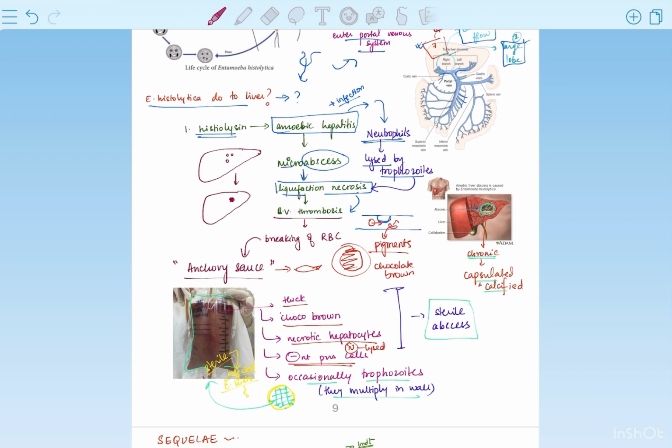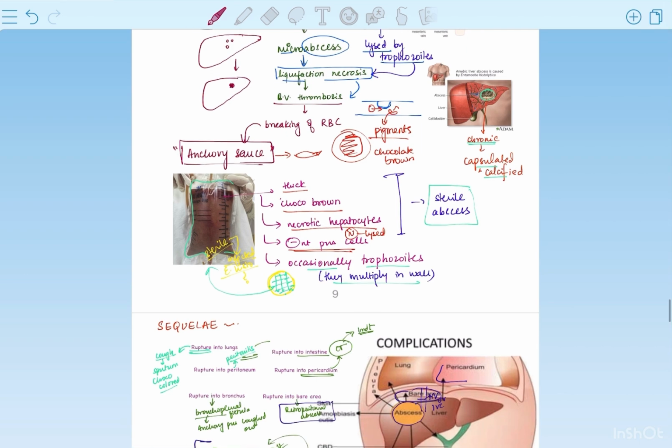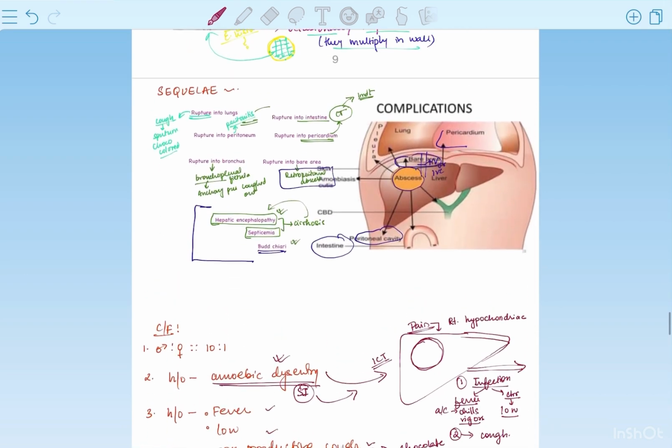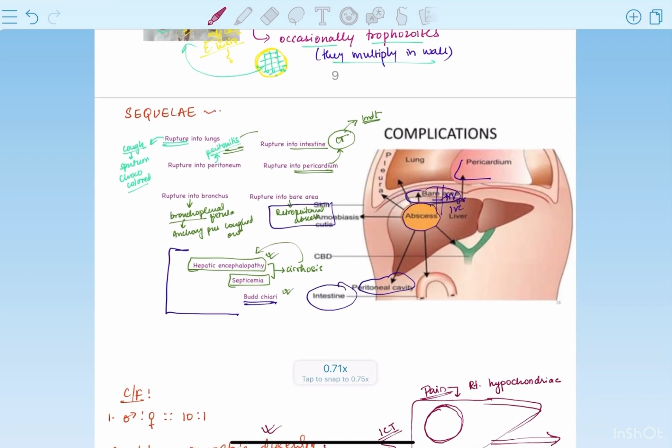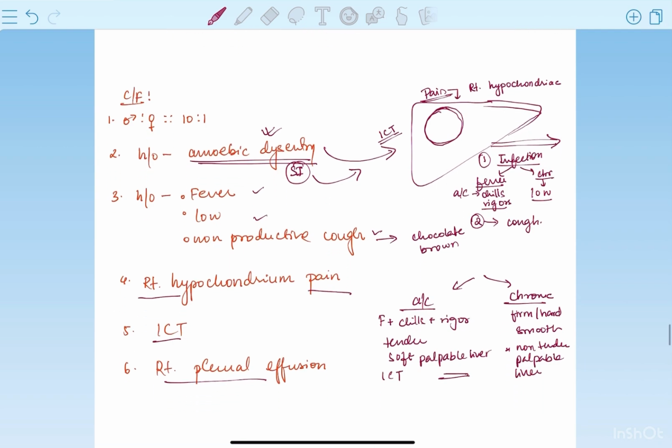It releases histolysin that causes thrombosis, RBC breakage, and formation of the anchovy sauce, which is thick chocolate brown necrotic hepatocytes. And the important thing is it's a sterile abscess. The sequelae can be rupture. It can rupture into any part. What are the clinical features? Clinical features will be a history of amoebic dysentery, a past history of amoebic dysentery. And one more thing to know, it is more common in males. The male to female ratio is 10:1.